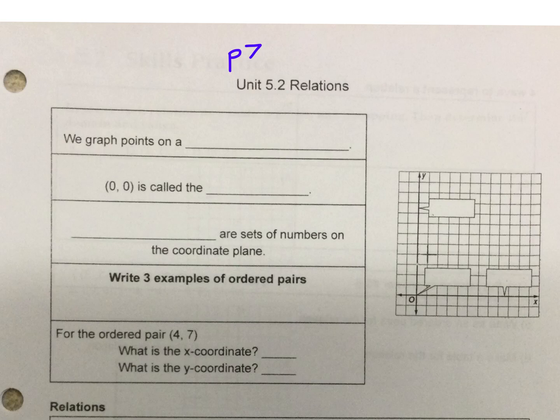This is page 7 in your binder. We are going to talk about relations. First, we're going to review a little bit. So we graph points on the coordinate plane.